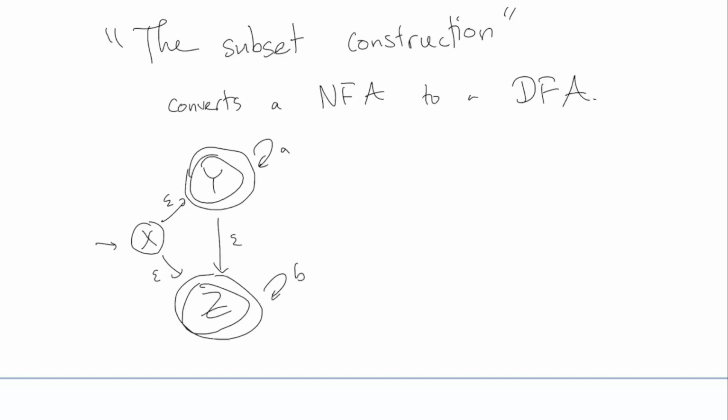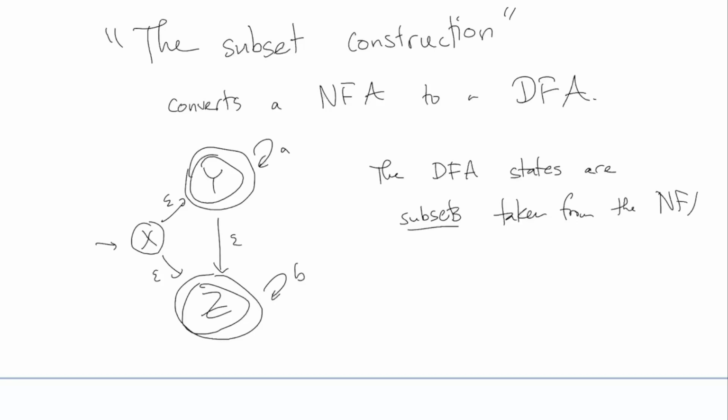And from there, I'm going to build a new machine, which is a DFA that's equivalent to the first one. And the way to build it is the DFA states are subsets taken from the NFA. That's why it's called the subset construction.